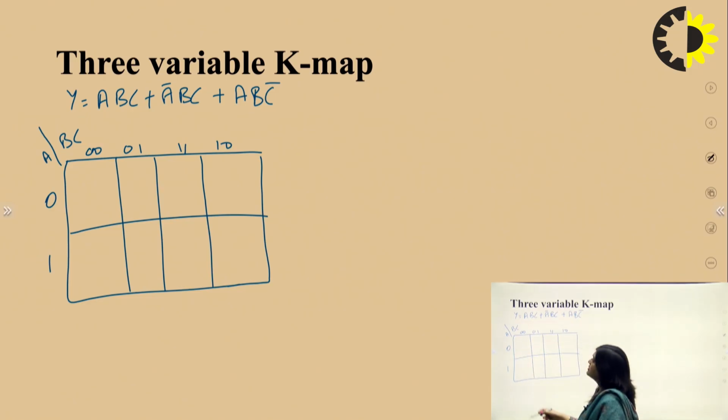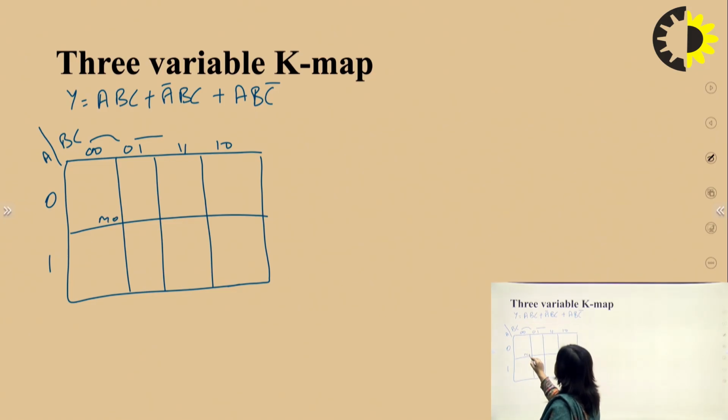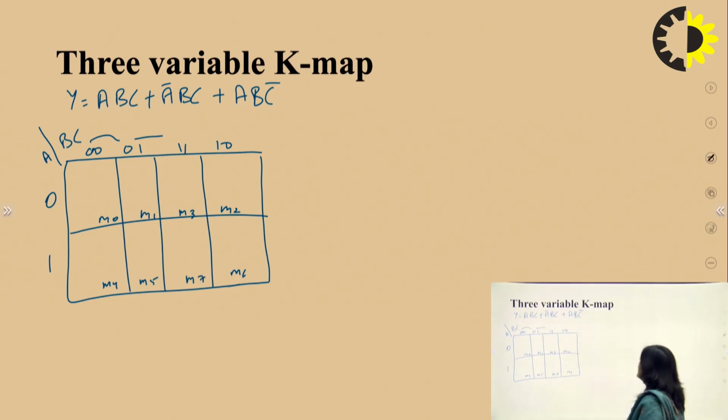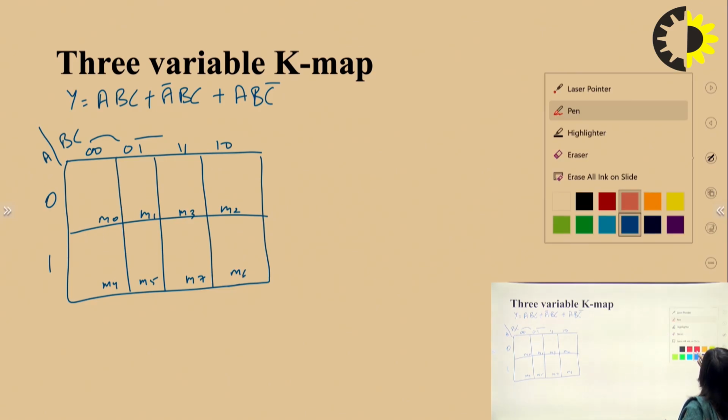Okay, so here only one variable is there, that is A. So the possibility of A will be 0 or 1, and there are 2 variables here, so there will be the possibility of 0, 0, 0, 1, 1, 0 and 1, 1. 4 combinations are possible, and here the binary numbers are represented in gray code, so that we can find the common term in the 2 adjacent cells. So this is M0, this is M1, this is M2, this is M3, this is M4, M5, M6 and M7. Now we will place the values of these minterms in the K-map.